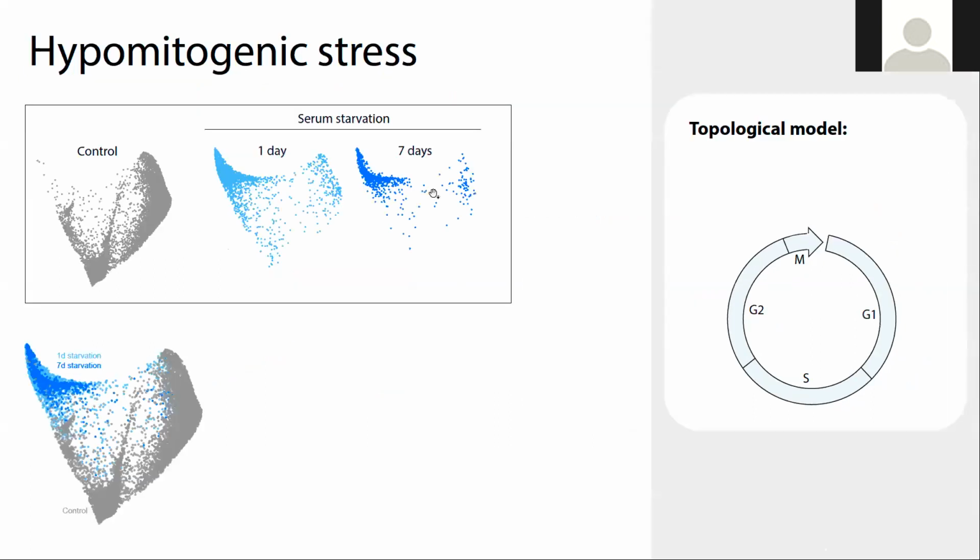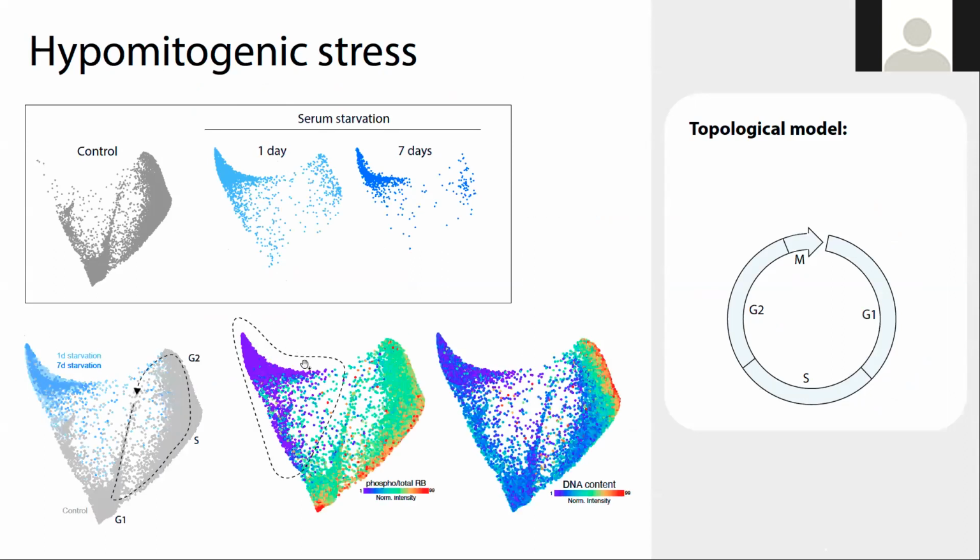So first we subjected cells to hypomitogenic stress by growing them in serum-free media for up to 7 days. I would like to point out at this point that once again, we obtained a similar fork-like structure in control cells, consisting of a cyclical proliferative trajectory here and an arrest trajectory extending from this middle arm. Now, under serum-starved conditions, we see the appearance of this new population of cells with low RB phosphorylation and 2C DNA content, indicating a G1-like arrest state. As you can see, this hypomitogenic arrest state is distinct from the spontaneous arrest state observed in control cells here.